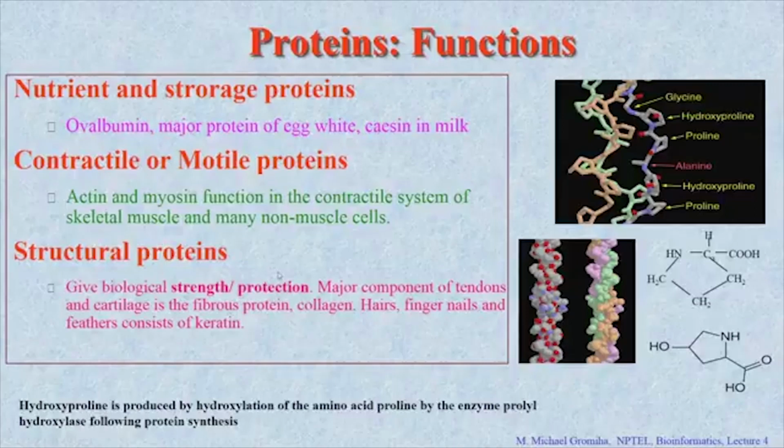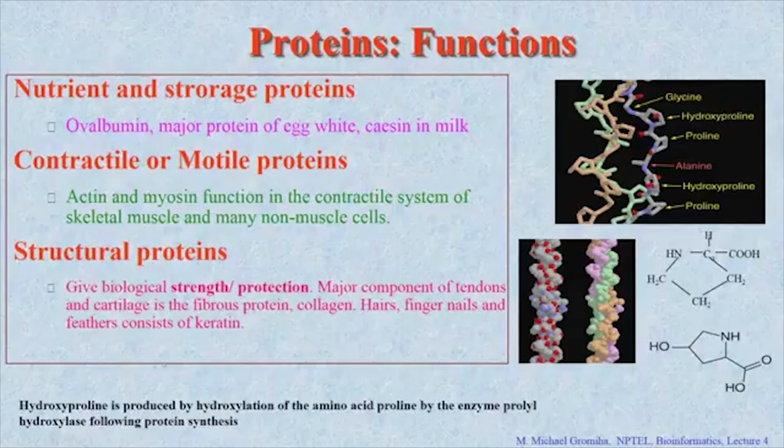Then there are different types of structurally important proteins, called contractile proteins or motile proteins, right. For example, actin and myosin function in the contractile system of the skeletal muscle, right. Then structural proteins, which give strength and protection. For example, keratin, right, and the fibrous protein collagen, right.